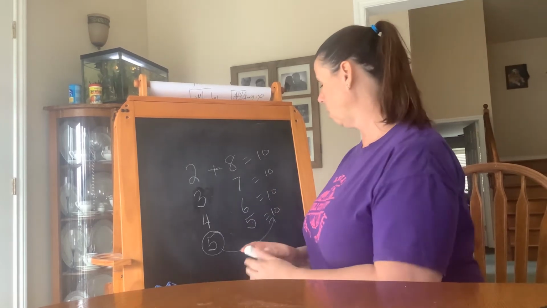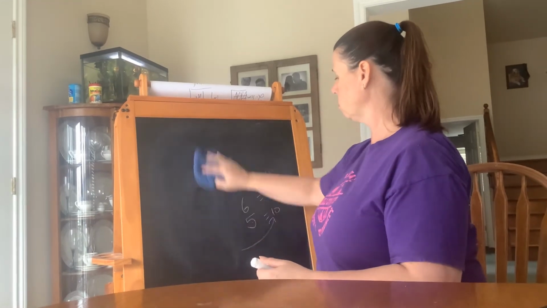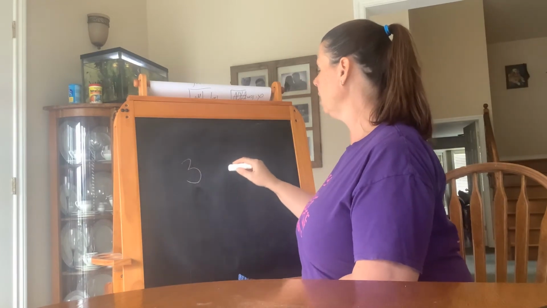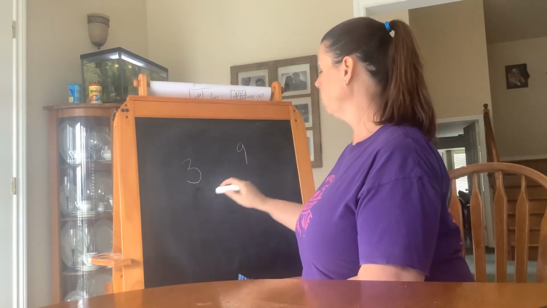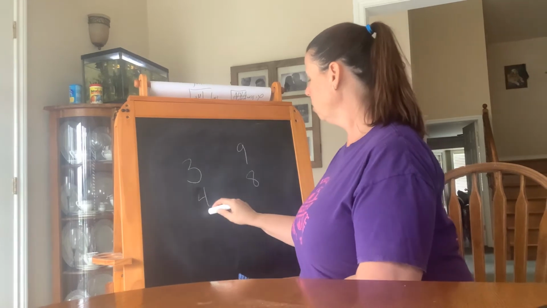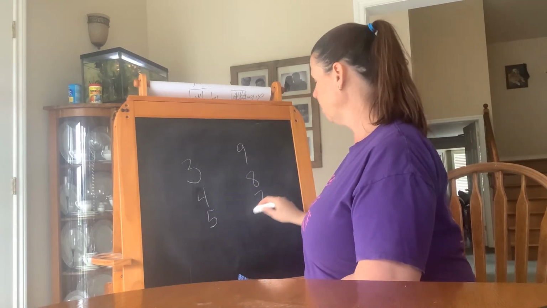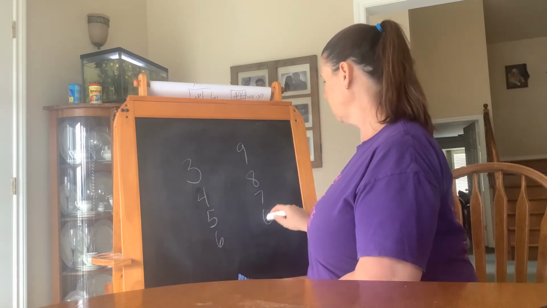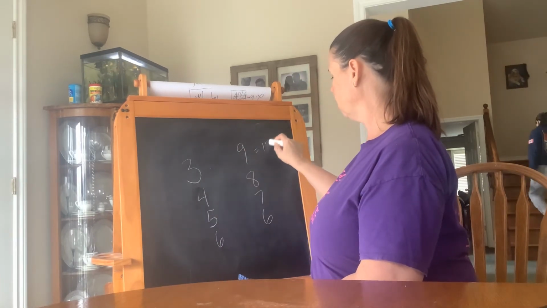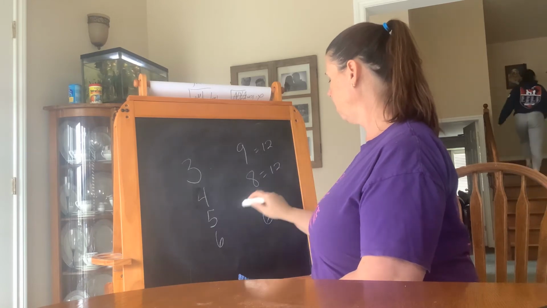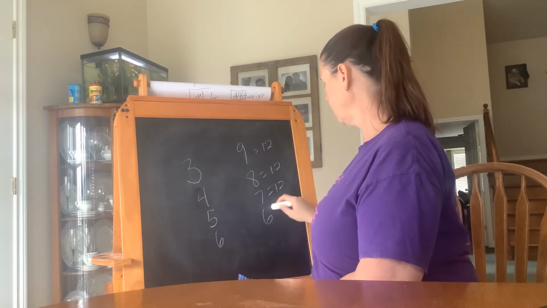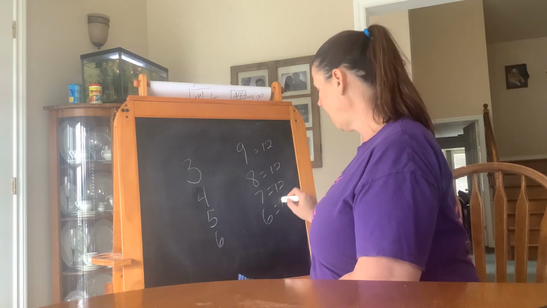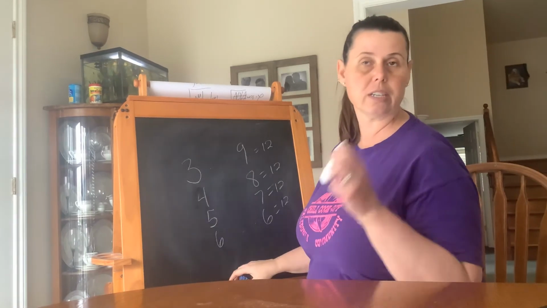What if the numbers we chose were 3 and 9? We'd have 4 and 8. We'd have 5 and 7. We'd have 6 and 6. Well, 3 and 9 is 12. 4 and 8 is 12. 5 and 7, 12. 6 and 6, 12. 6 is half of 12. So it's always half of whatever the numbers add up to.